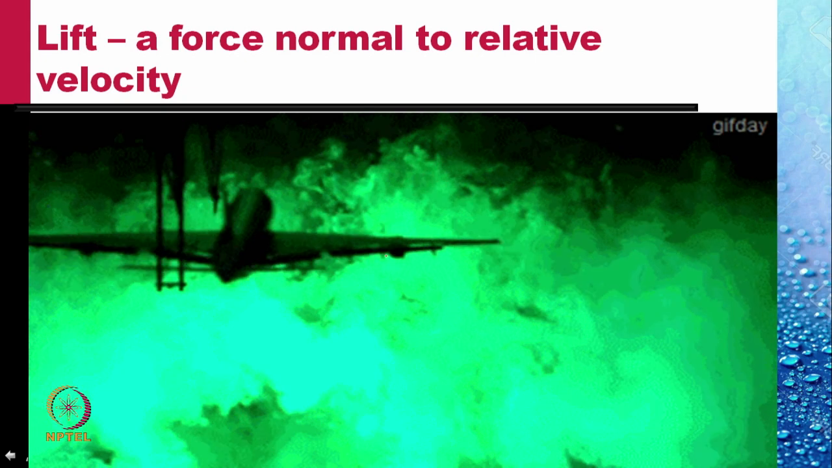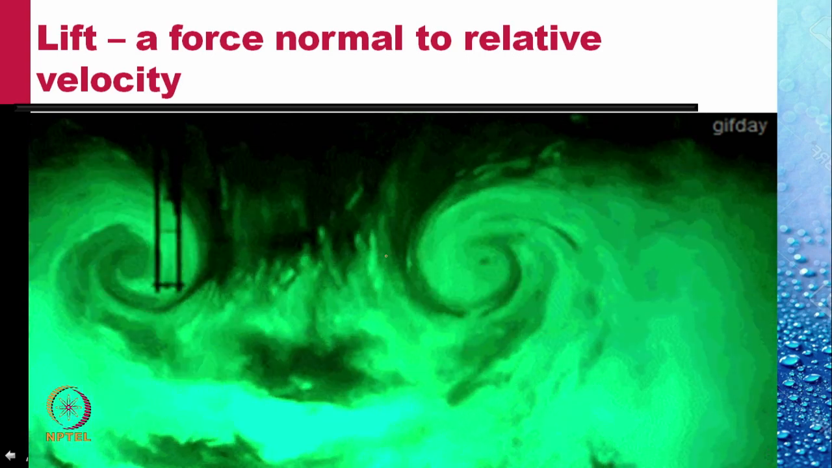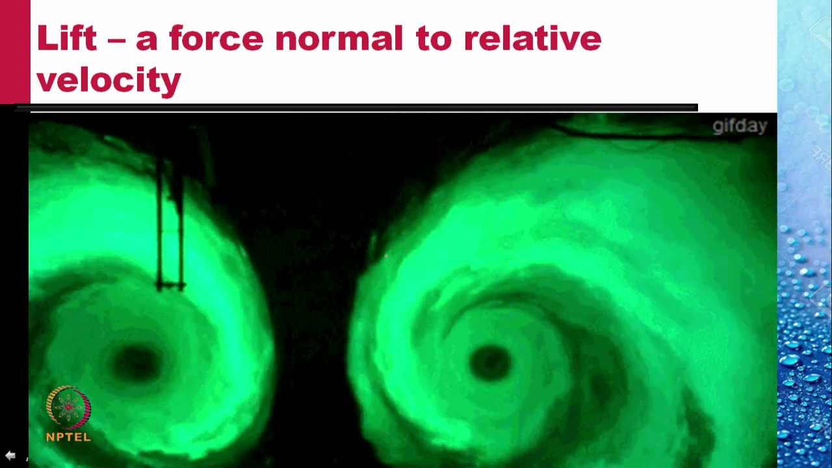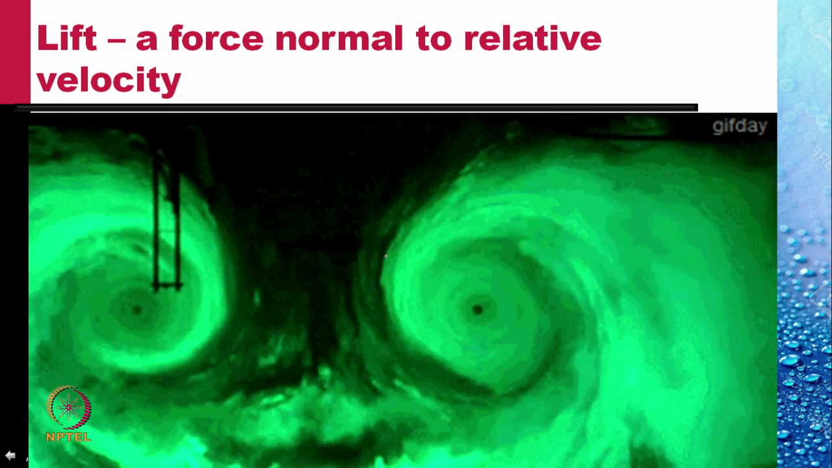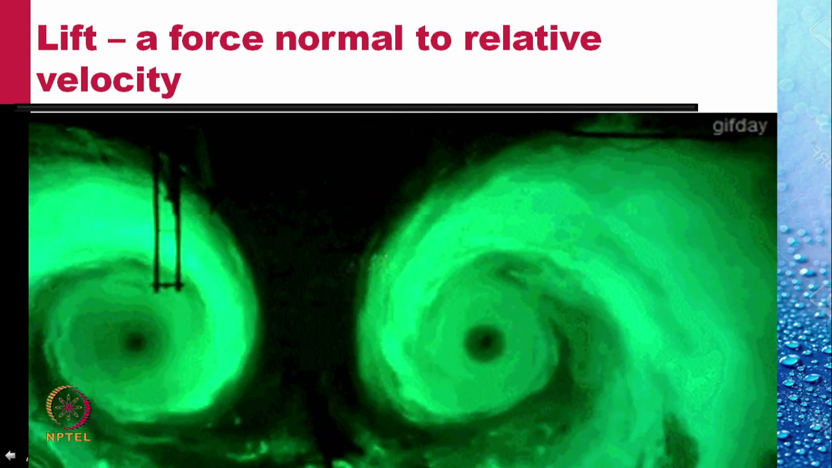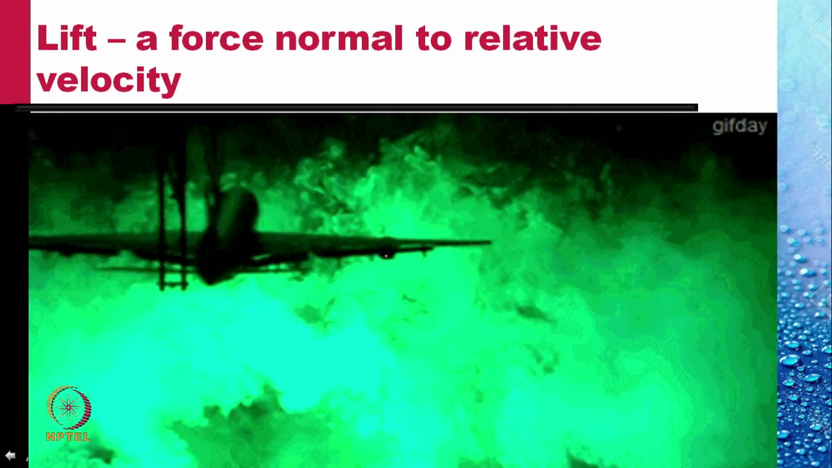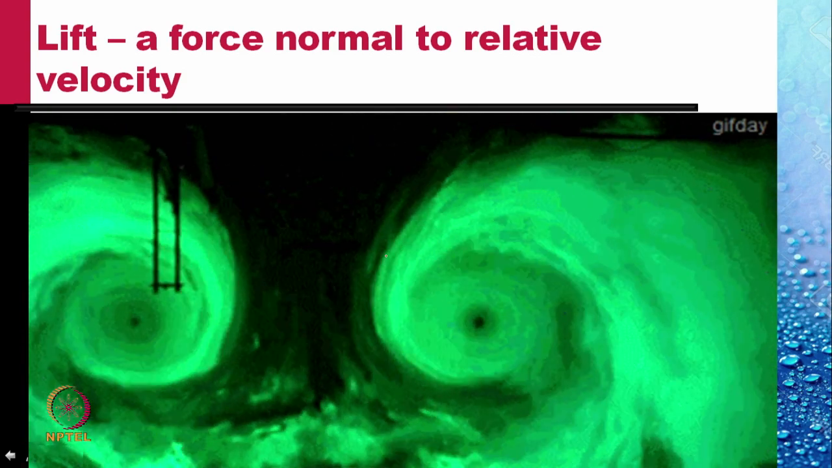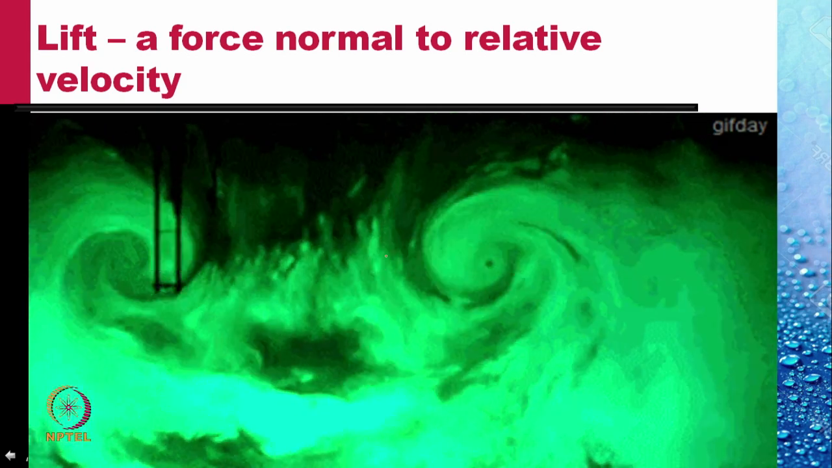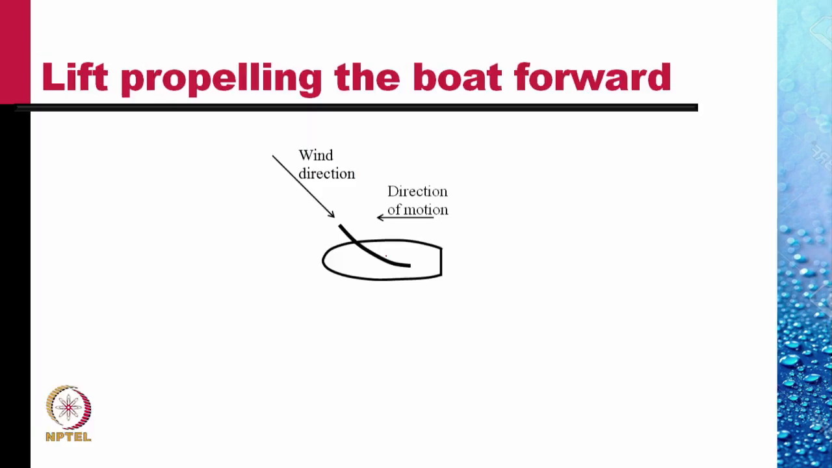We will see later on that this is the result of these vortices that develop in the flow, and they are moving down. While they are moving down, that means there is a force that is applied on the air downwards, and the reaction to these forces is the force which is applied vertically upwards on the aircraft. The lift is also responsible for propelling a boat forward.